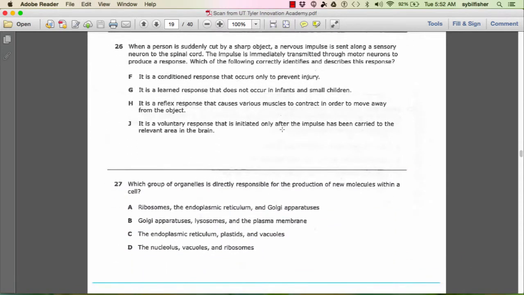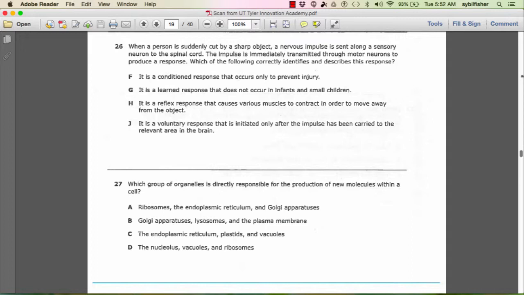Number 26. When a person is suddenly cut by a sharp object, a nervous impulse is sent along a sensory neuron to the spinal cord. The impulse is immediately transmitted through motor neurons to produce a response. Which of the following correctly identifies and describes this response?